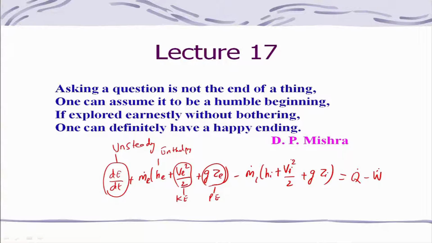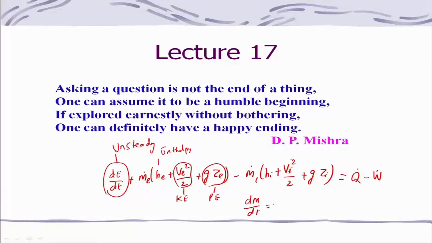Not only do we need to look at this equation for energy conservation, but also at the mass conservation equation, which we have derived as dm/dt is equal to m dot i minus m dot e. That means the mass being accumulated is equal to the mass entering the control volume minus the mass going out.